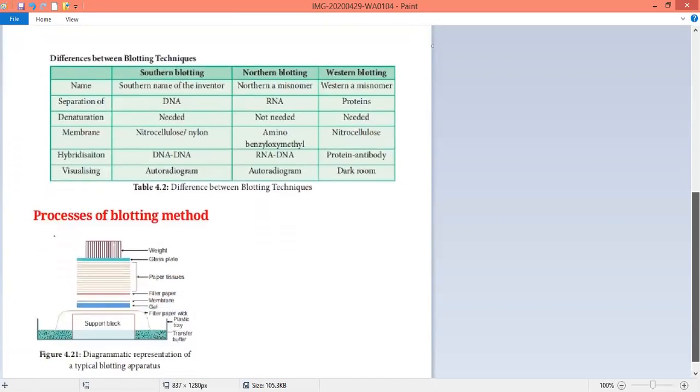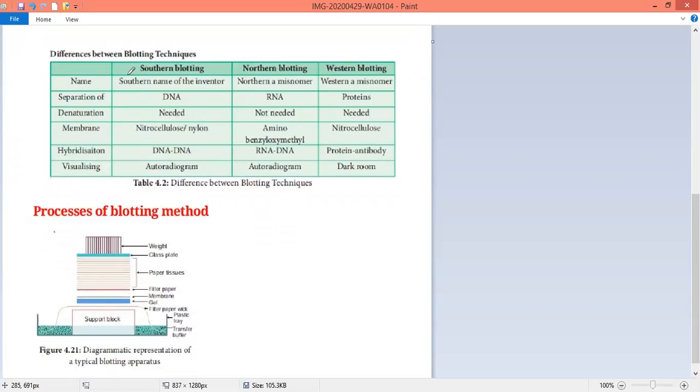Okay, just take the types of blotting techniques. The names are Southern blotting technique, Northern blotting technique and Western blotting technique. These are the three, meant for the separation of DNA, RNA and protein molecules. And the denaturation process. Denaturation indicates separation of the DNA molecule at higher temperature. That is called the denaturation process. And denaturation is needed in Southern blotting technique. It is not required in Northern blotting technique or Western blotting technique.